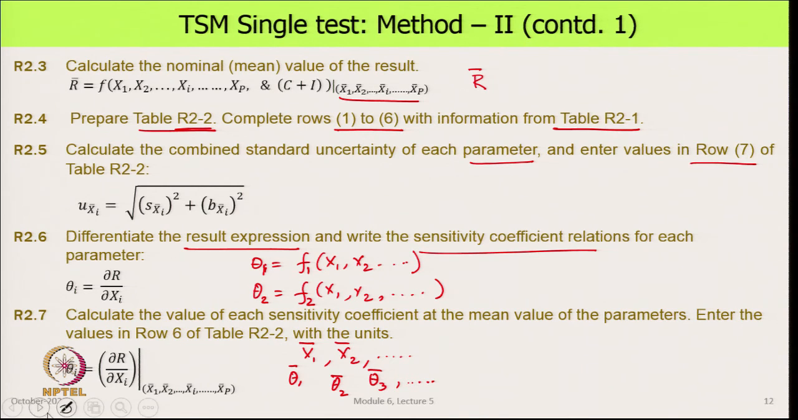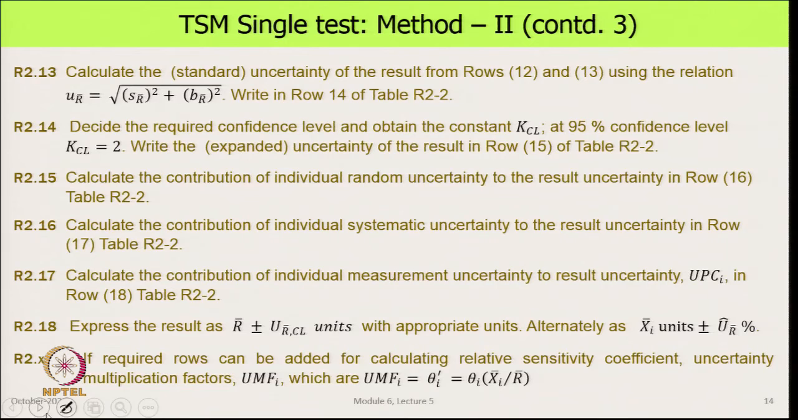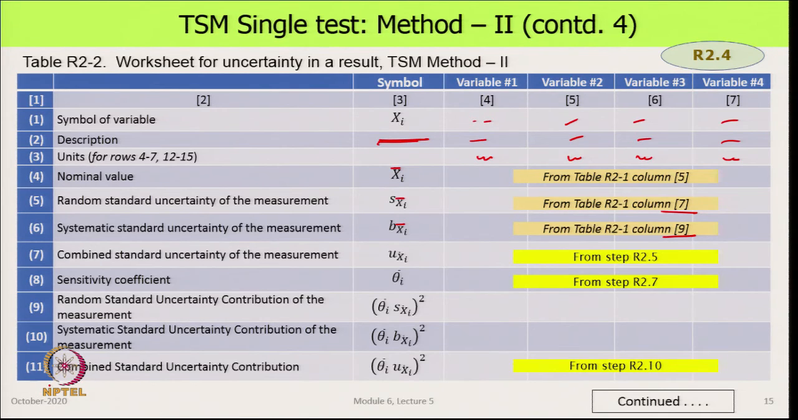So, let us go back to the table and see where we reached. So, we got combined uncertainty of the measurement over there, which we just saw, this value came from the square root of the sum of squares of this and this. So, like that from every one of them. Then we got the sensitivity coefficient, we differentiated it, dr by dxi, and calculated it at the mean values of xi. So, we got these values.